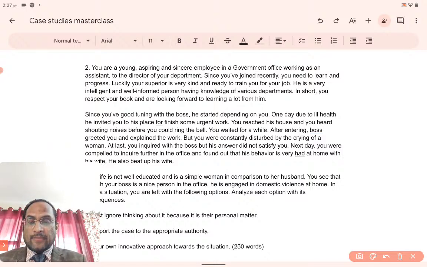What is the case study? You are a young, aspiring and sincere employee in a government office. Now, what to do? Working as an assistant. See, this you have to mark. Working as an assistant, your capacity is clear to the director of your department. You are an assistant, a master-servant relationship.